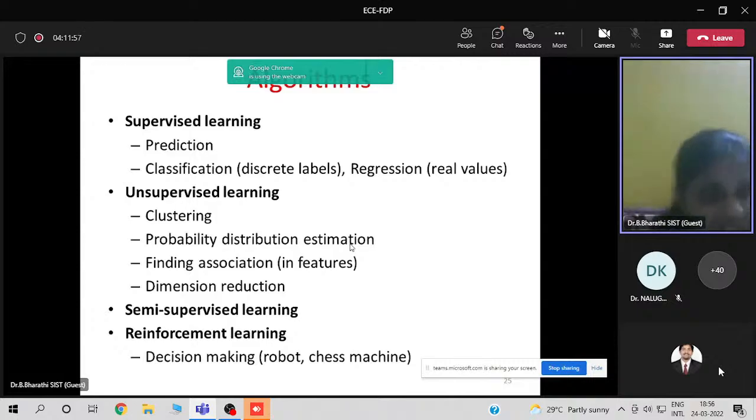So I want to do this. This is called dimensionality reduction. There are a number of methods. Principal component analysis and linear discriminant analysis are the most famous, most widely used methodologies. Next is semi-supervised and reinforcement learning algorithms.